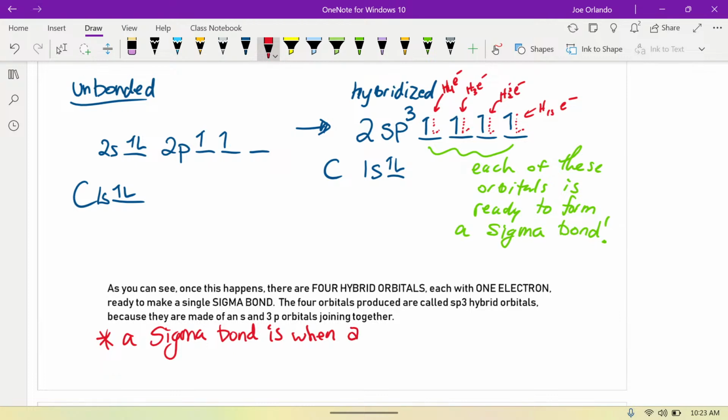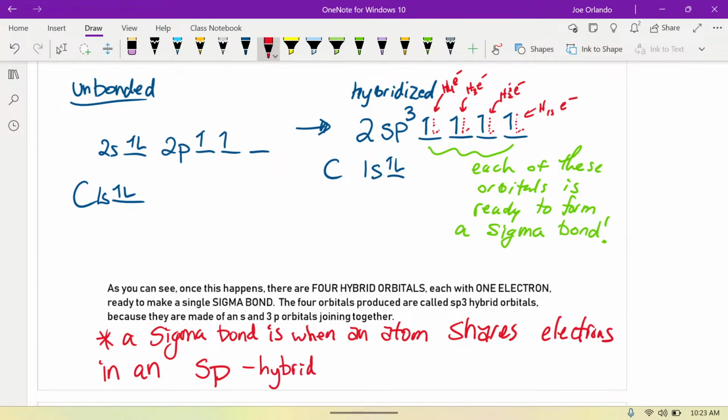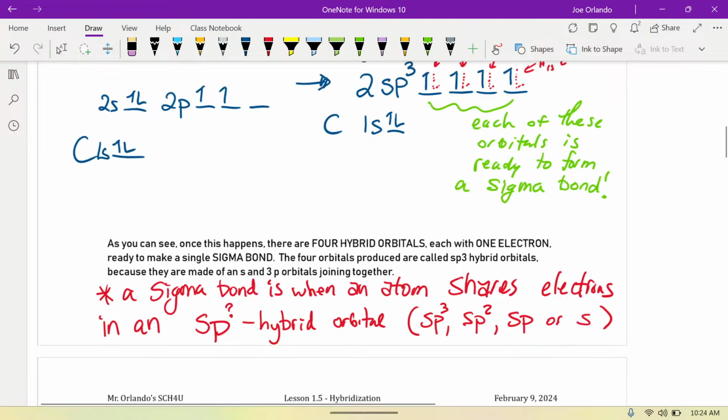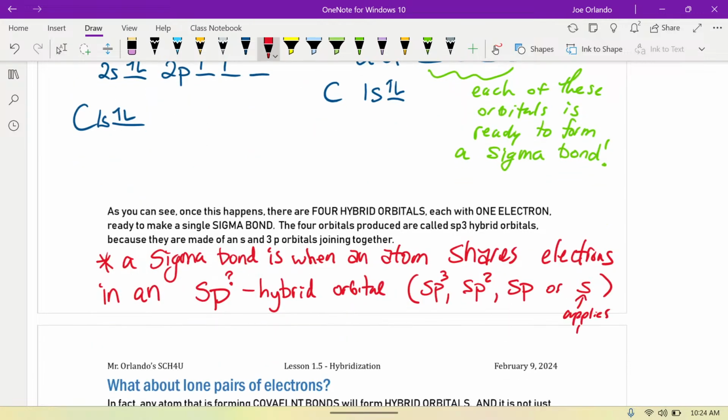So the definition of a sigma bond is when an atom shares electrons in an sp, and we'll say hybrid orbital, and we'll mention that that could be sp3, sp2, or sp. I'm going to put sp question mark here because it could be sp3, sp2, sp, or even just an s. Because, for example, hydrogen doesn't actually have to make a hybrid orbital. Hydrogen's really the only thing that can do this, because for hydrogen, if it tried to make an sp orbital, it's in what shell? Shell 1. Is there a p orbital in shell 1? No. So it actually just uses an s orbital, but that really only applies to hydrogen, but still worth mentioning. So a sigma bond is from a hybrid orbital.